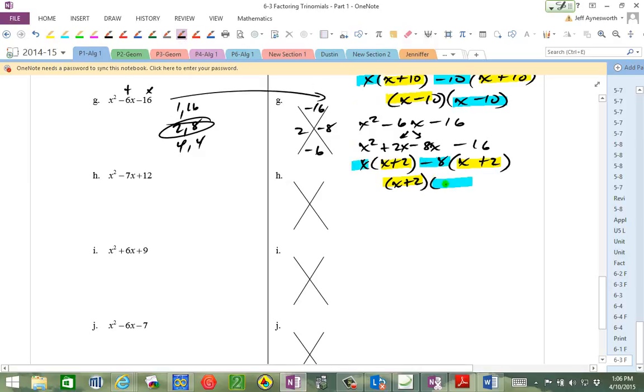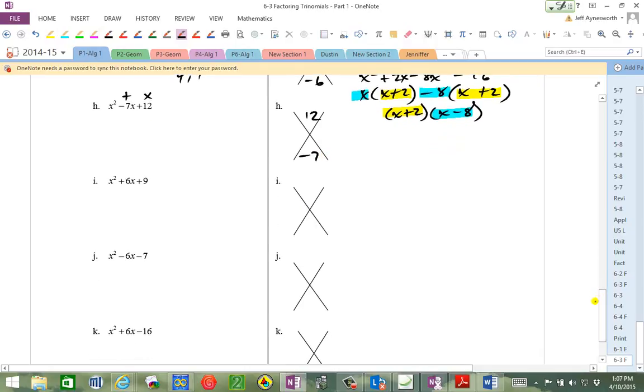All right, now on the next one here, what two numbers multiply to 12 and add to negative 7? Pause the video and give this one a shot now. Okay, so factors of 12 are 1 and 12, 2 and 6, 3 and 4. 3 and 4 add up to 7, so I'm going to make both of them negative. Negative 3 times negative 4 is positive 12. A negative plus a negative is a bigger negative. So on this one here, we've got x squared minus 7x plus 12.